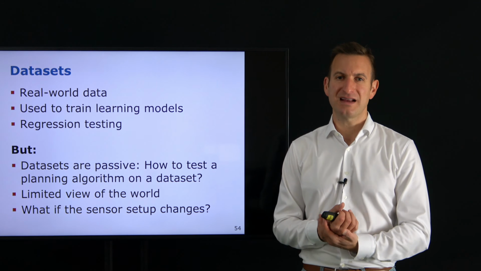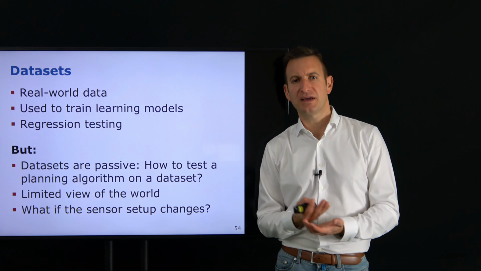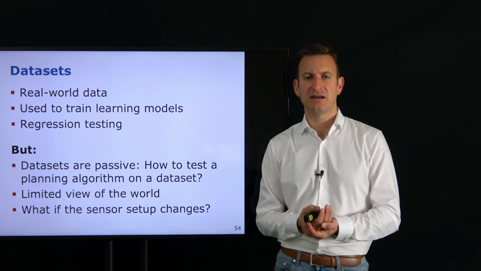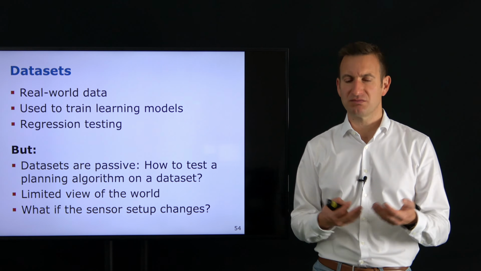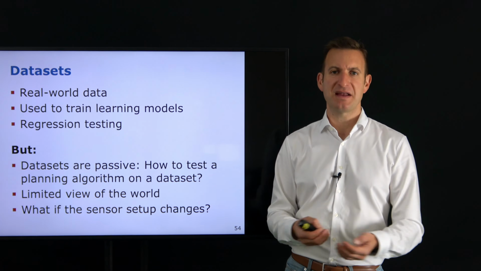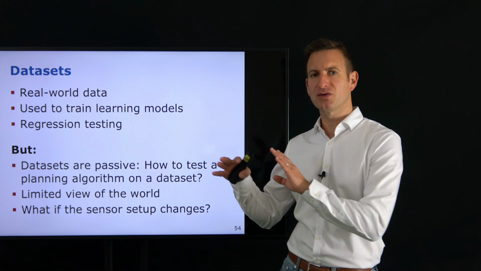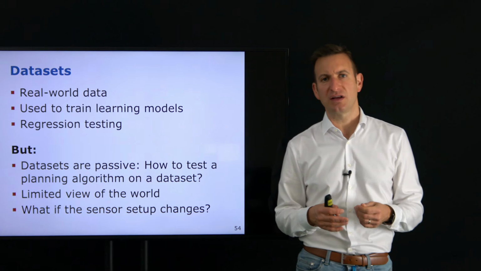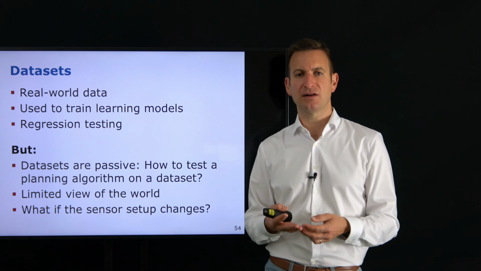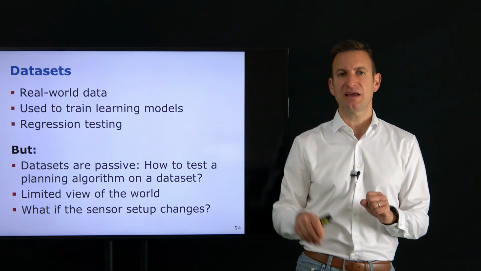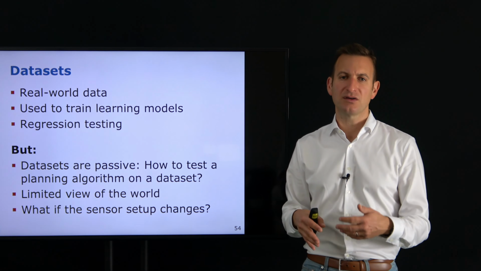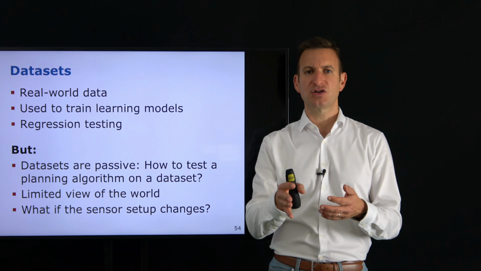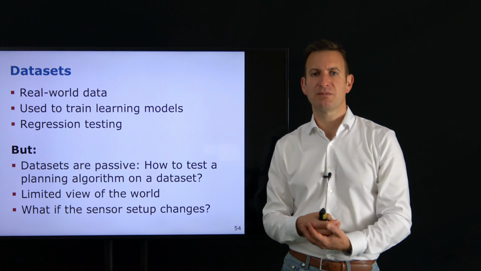The bad things about it: datasets are always passive. So we can only test passive algorithms well on that, like motion prediction, state estimation, localization, semantic segmentation. For that, it's great. But whenever we go to the active part, we can't use it anymore. We can't test a planning algorithm on that data. Maybe just for a snapshot, for one situation, what would the car do? But we cannot take into account how that would actually be executed. What would other traffic participants do?